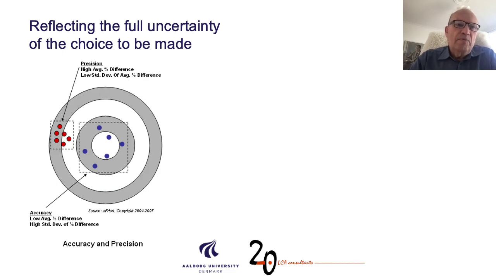So we're trying to reflect the full uncertainty of the choices to be made. You might know this graph of the difference between accuracy and precision, where accuracy is about how well you actually hit the goal. So the blue dots represent how accurate you are. The red dots represent how precise you are. And that means that you can be very precise off the target.